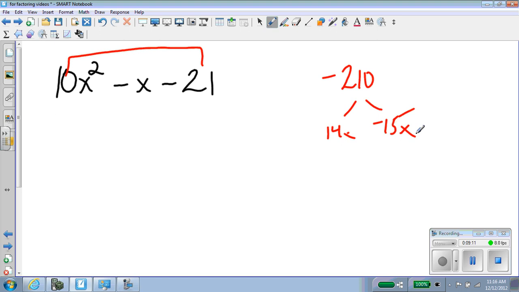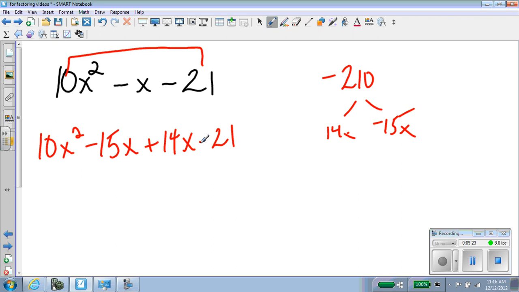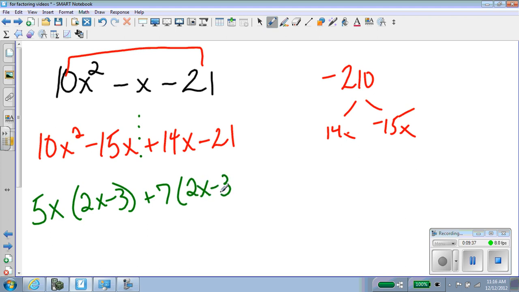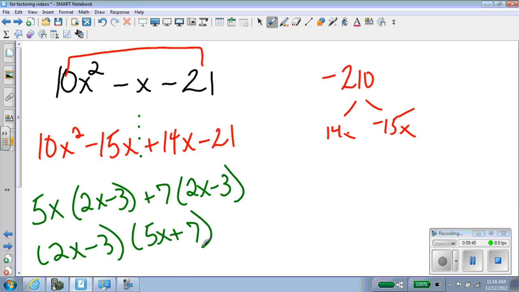So you might say, I sort of like the 14 with the 21 and the 15 with the 10. I do too. 10x squared minus 15x plus 14x minus 21. 5x, so 2x minus 3, plus 7, 2x minus 3. So I have 2x minus 3 and 5x plus 7. Okay.